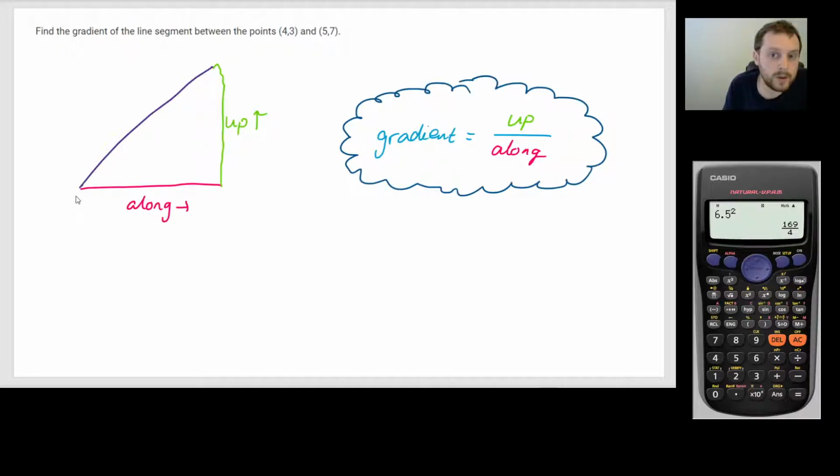Okay, so let's just put these coordinates on. Let's say this is (4, 3), and this is (5, 7). How far along have we gone? The along is the x's, by the way. Maybe I should point that out. You've got your coordinates, x.